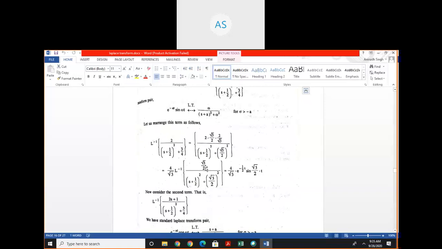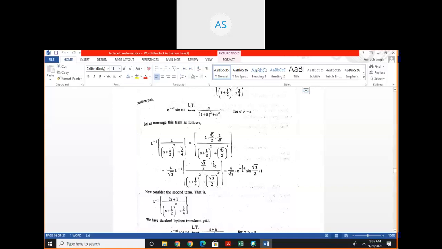So we rearrange this equation: 2 divided by root 3 by 2, multiplied by root 3 by 2. We can write this equation like this, and so this equation is in this form. Here omega is root 3 by 2.